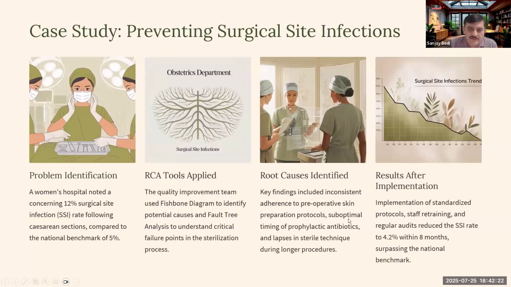So similarly, there is another case, preventing surgical site infections. Problem identification: a women's hospital noted a concerning 12% surgical site infection rate. All the RCA tools were applied, and the root causes identified were inconsistent adherence to pre-operative skin preparation protocols, suboptimal timing of prophylactic antibiotics, and ultimately there are results.